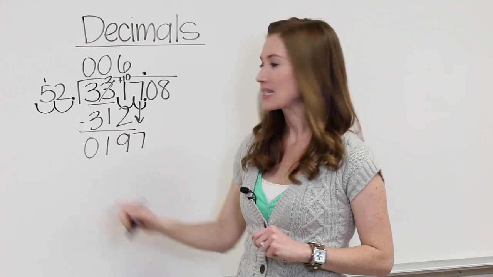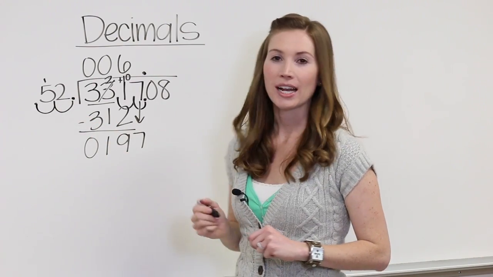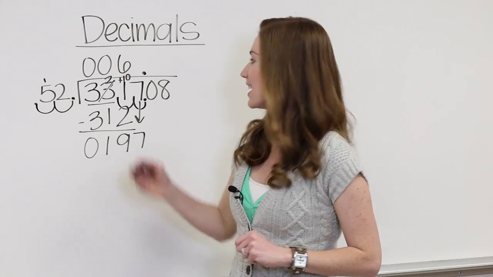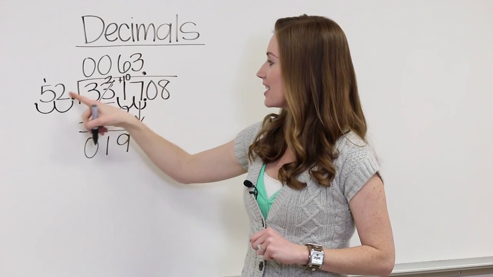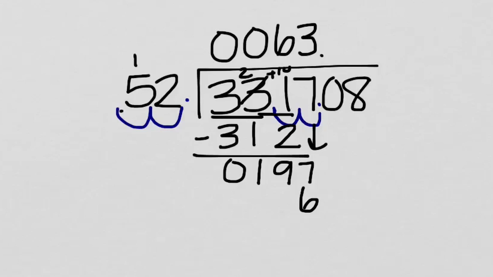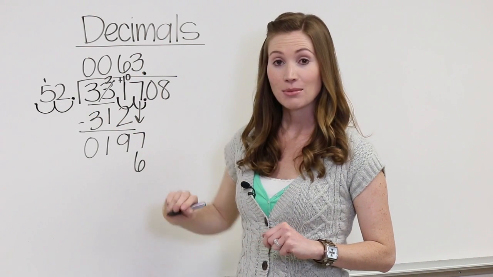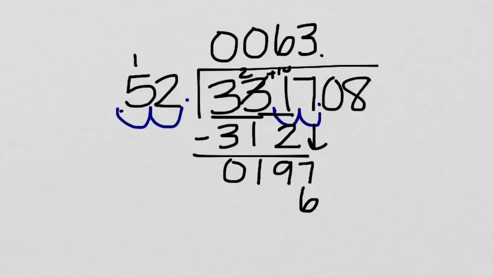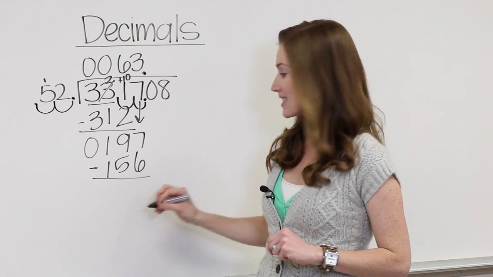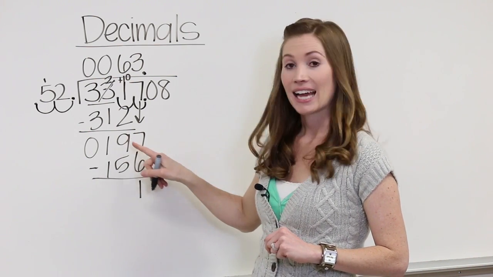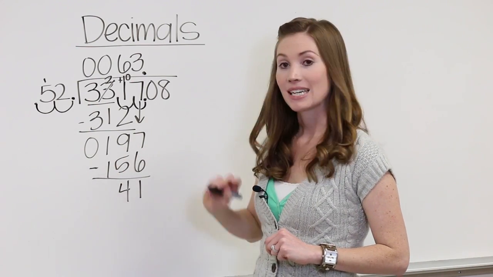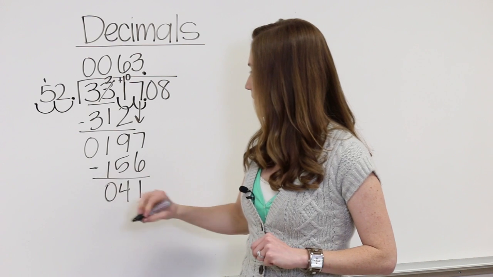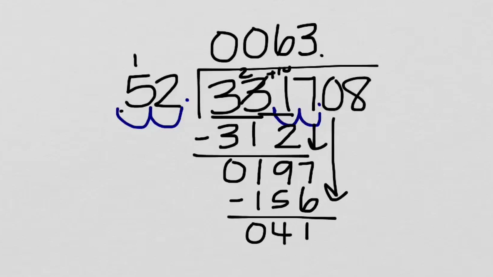How many times can 52 go into 197? If you said 3, that's correct. 3 times 2 is 6. 3 times 5 is 15. Let's subtract. 7 minus 6 is 1. 9 minus 5 is 4. 1 minus 1 is 0. Now let's bring down our 0.